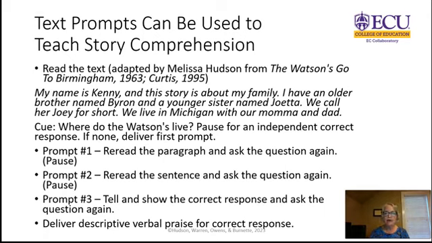Get them to repeat it back to you. The Watsons, where do the Watsons live? They live in Michigan. Good job, you're right. The Watsons live in Michigan.